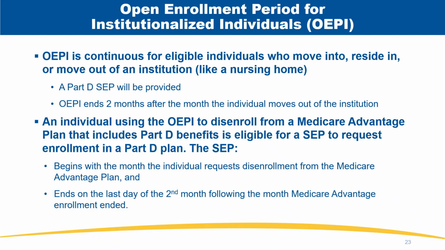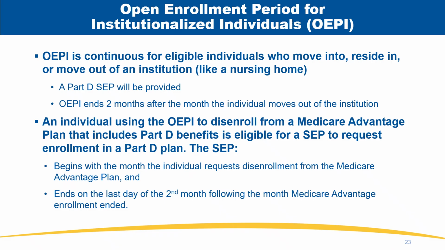Since the OEPI is continuous for eligible individuals, Original Medicare is also open continuously. Therefore, Medicare Advantage organizations must accept requests for disenrollment from their Medicare Advantage plans during the OEPI, whether or not the Medicare Advantage plan is open to accept enrollment. Please note the definition of institution here differs from that used in determining when an institutionalized full benefit dual eligible qualifies for the low income subsidy co-payment level of 0.